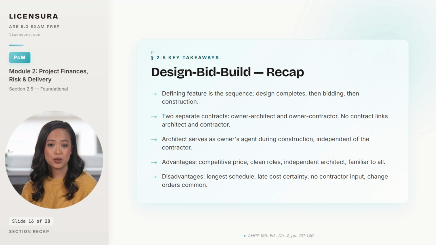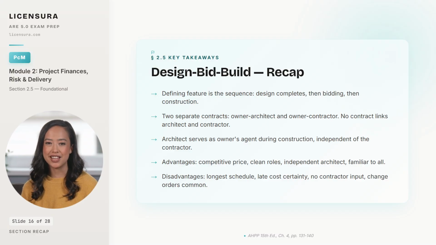5 things to walk away with. The defining feature of design bid build is the strict linear sequence. Design completes, then bidding, then construction, and if a question describes construction starting before design is complete, the method is not DBB. The contract structure is 2 separate agreements, owner with architect and owner with contractor, with no direct contract between architect and contractor, so all coordination flows through the owner.